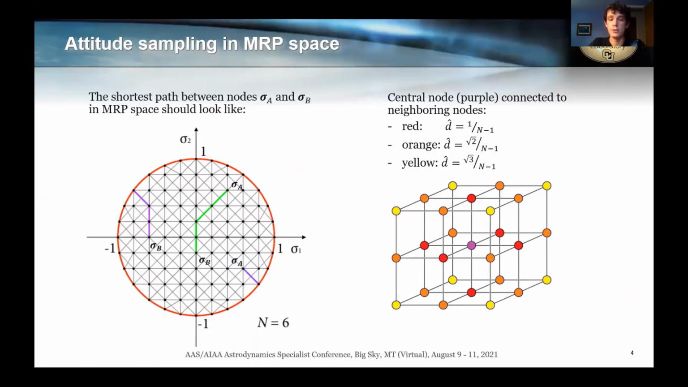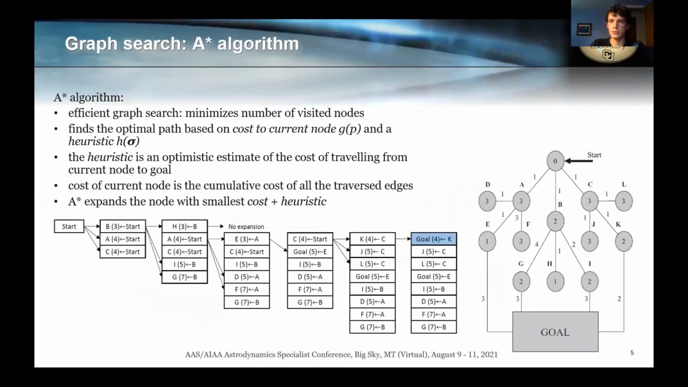On the right, you can see a central node, a generic node, where with central node, I'm talking about any node that is far enough from the sigma equal to 1 boundary that it will be surrounded by 26 neighbors. So you can see the central node in purple and the 26 neighbors in red, orange, and yellow. So at this point, we have basically constructed a graph consisting of nodes and edges.